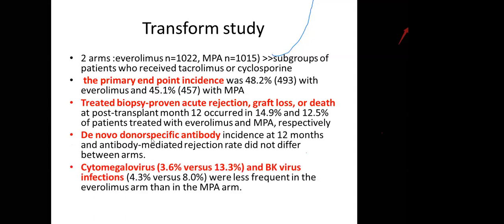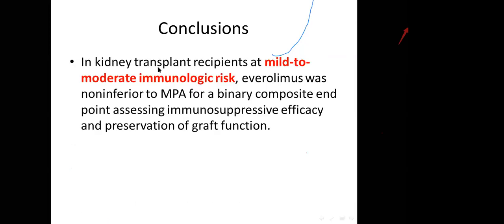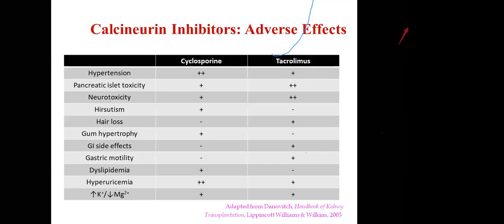But what is the most important is the result of viral infection, which was lowered with the arm of everolimus because it has an antiviral effect. This is the conclusion of the TRANSFORM study: you can use everolimus, and if you decide to use everolimus, you will expose the patient to a low dose of CNI, and this is the main point of the TRANSFORM study. And this is the difference between the complications of cyclosporine and tacrolimus.